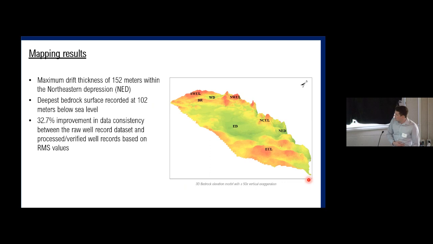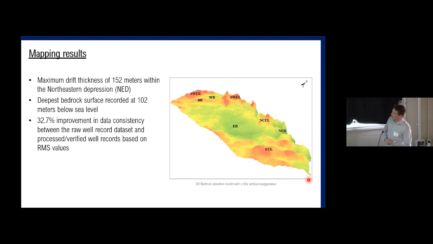We can see here some of the results. This modeling was done in ArcGIS Pro using the 3D capabilities of that program, and this is the output. We're looking at the bedrock elevation with a 50 times vertical exaggeration. We have the Ottawa River running along the top of that model. The city of Ottawa is just to the top center or so, just above the northwestern uplands, the NWUL. If you'd like to know more about what these actually stand for, feel free to check out my thesis, as I go into a bit more detail on these.